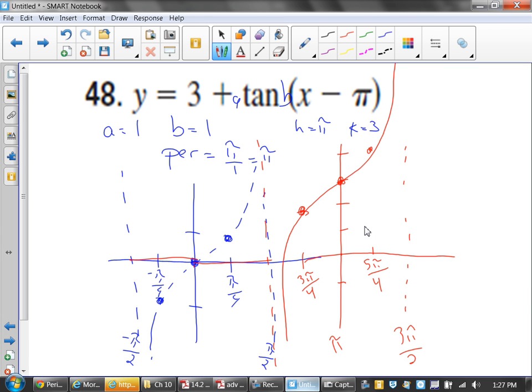Yes, sir? You have to draw like a new origin so to speak, like a pi. You don't have to, but it's just easier. Yeah, sometimes it's easier to do that. I find it'll be easier sometimes to throw it in there.